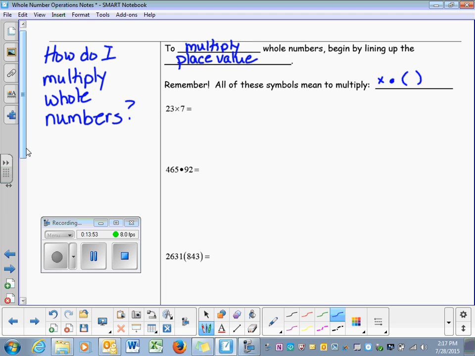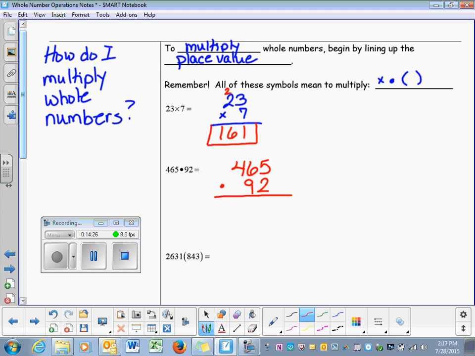23 times 7. Again, we start from the right-hand side. 3 times 7 is 21. Put down the 1, carry the 2. 2 times 7 is 14, plus 2 is 16. Our answer is 161. For our next problem, 465 times 92.